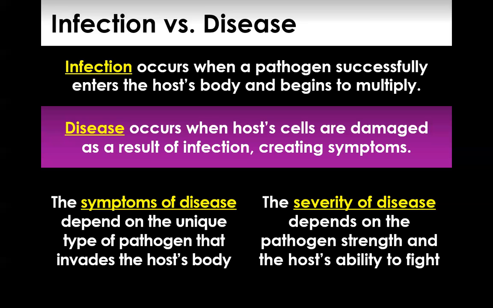Now, a disease occurs when these host cells, the human cells, are damaged as a result of the infection, creating the symptoms that we mentioned. The symptoms will depend on the infecting organism, and also on that individual's immune system. This is something that we have seen with COVID-19, right? Even though it's the same COVID virus, it affects different people in different ways.